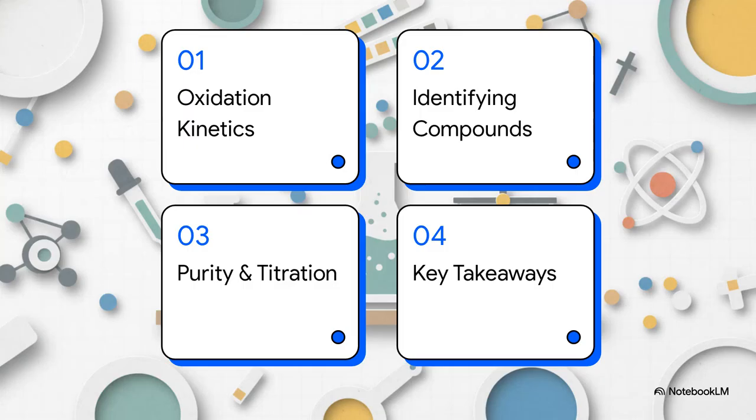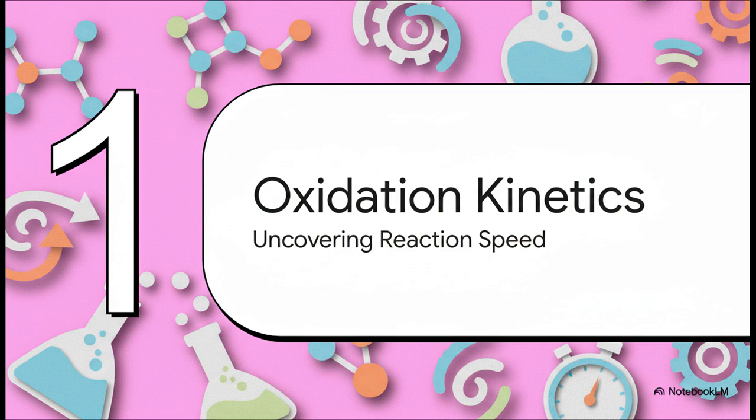All right, so here's our game plan. First, we'll tackle some reaction kinetics. Then, we're going to play detective and identify a few mystery organic compounds. And we'll wrap things up by using titration to check a chemical's purity. Let's get started. Okay, our first challenge is all about kinetics, the speed of reactions.